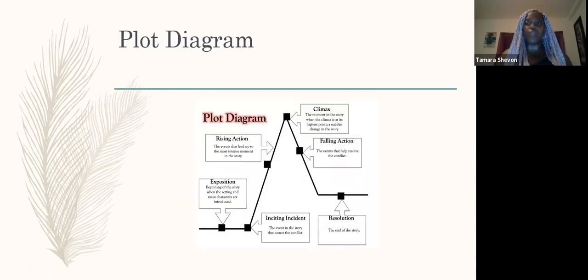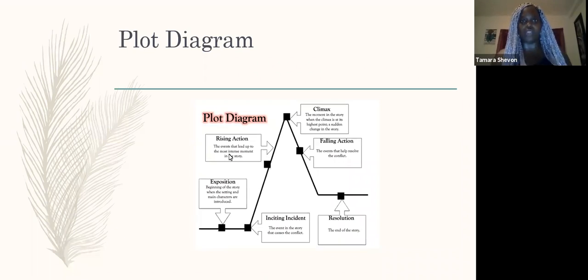The way every story needs to be set up if you're going to be writing a short story is just like this. You have your exposition. This is the beginning of the story when the setting and the main characters are introduced. So you always want to introduce the setting and the main character in the beginning of the story. Then you have an inciting incident. This is the event in the story that causes the conflict. So it's the thing that starts off the conflict, okay?